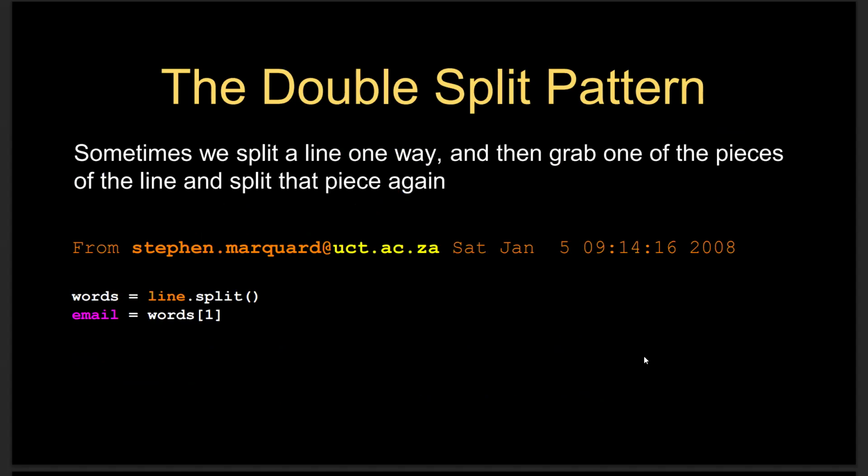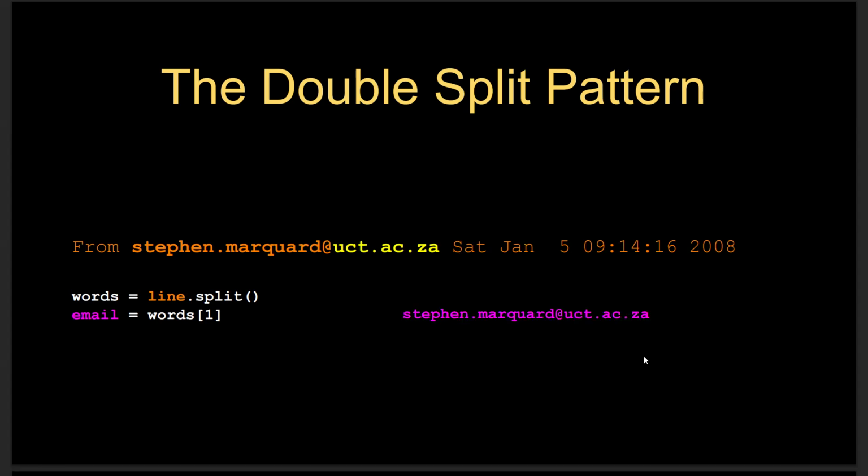Next one, the double split pattern. Sometimes we split a line one way, then grab one of the pieces of the line and split that piece again. So double split pattern means we do splitting one time, and after that we use the split output and again do splitting on the same piece. That is called the double split pattern. Suppose here words equal to line dot split, and again I am splitting this split string. How? See, whenever you do line dot split, it will print the words.